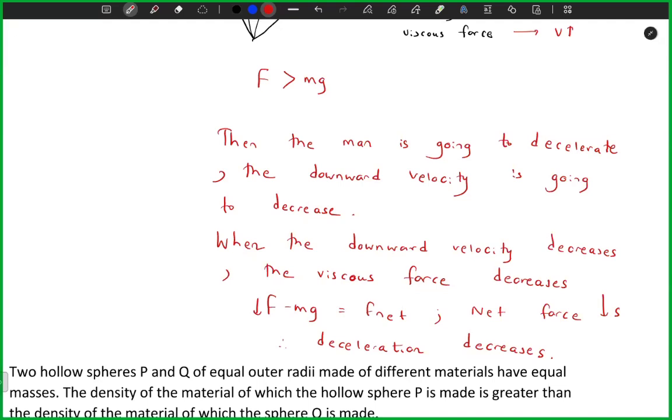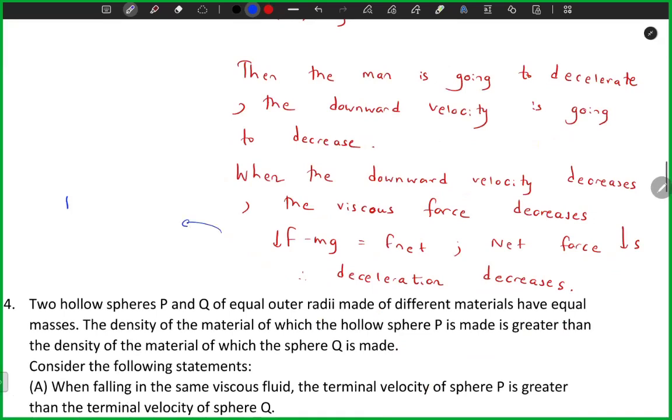Right? Because the net force keeps on decreasing, the deceleration becomes smaller and smaller, which means what? There's a possibility that now the viscous force will balance mg again, so that you will reach another terminal velocity. Depending on when you land on the ground, there's a possibility that F becomes equal to mg. Therefore, a new terminal velocity. So there is a new terminal velocity.